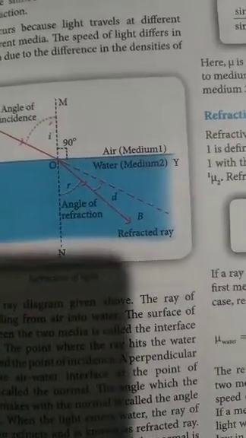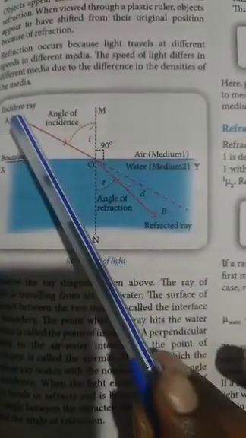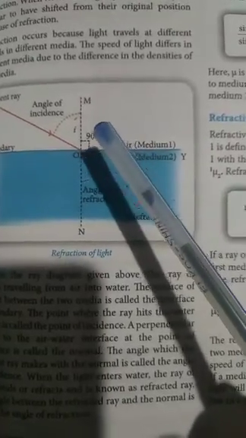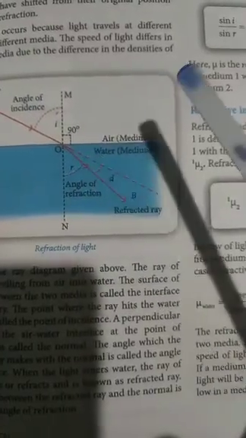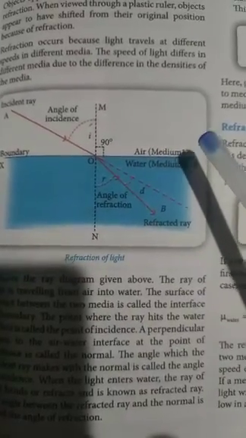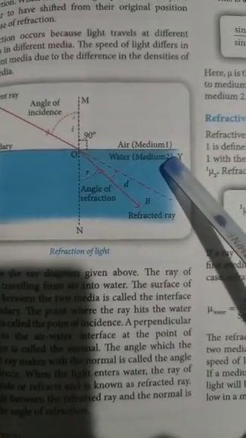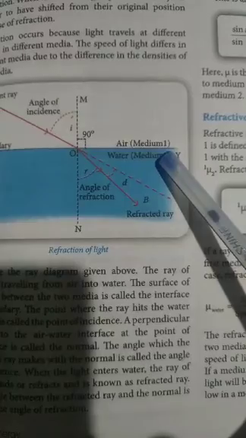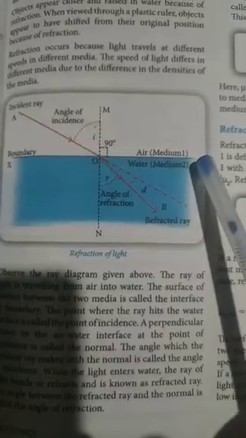Now let us look at the ray diagram given above. The ray of light AO, this is the ray of light AO which is traveling from air into water. This surface which separates the two media, one is air medium and another one is water medium. So this surface separating two media is known as the interface or boundary. Here XY is the boundary.